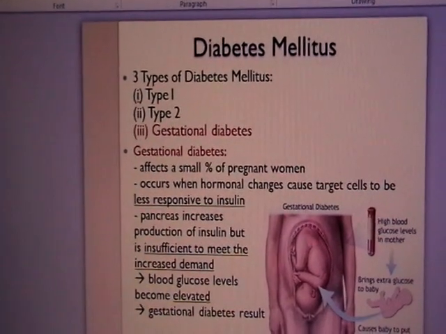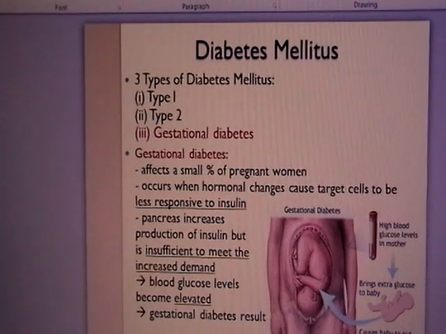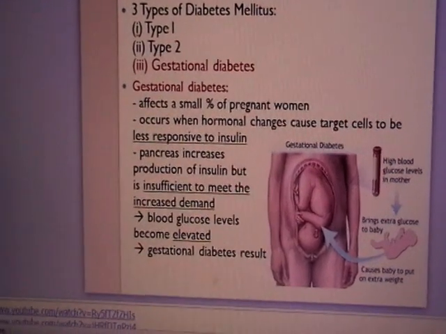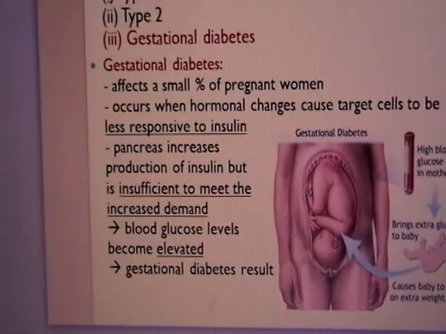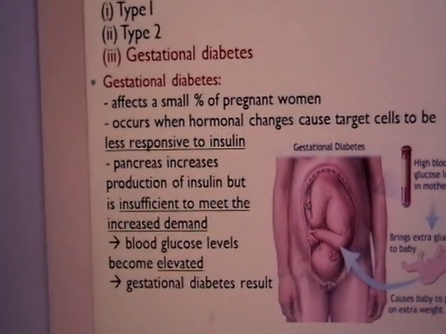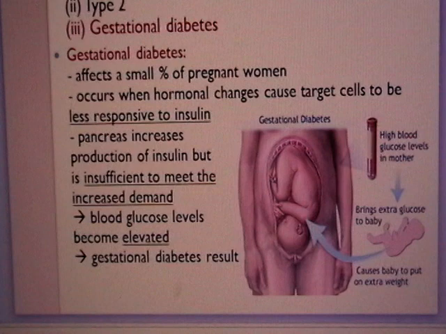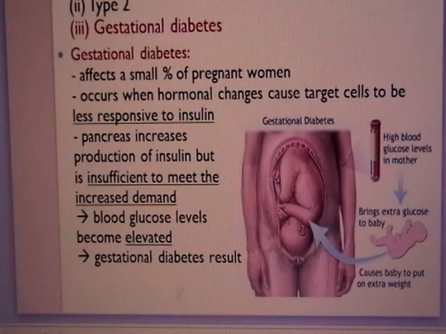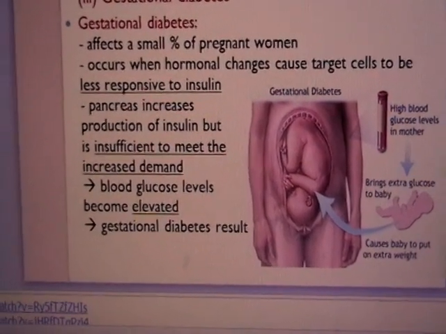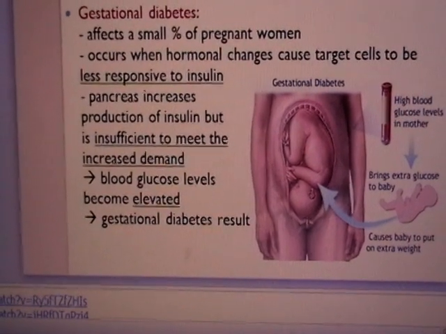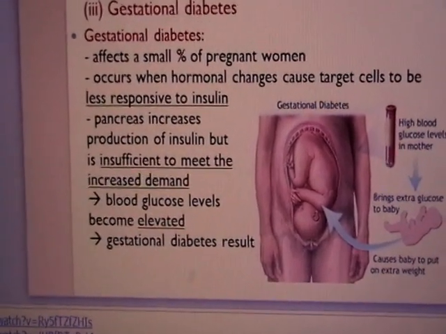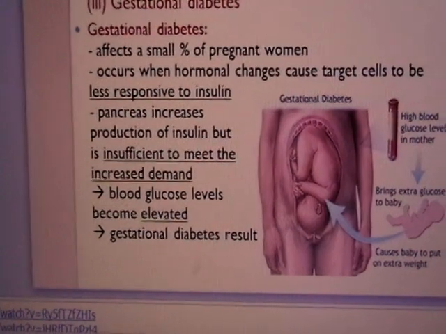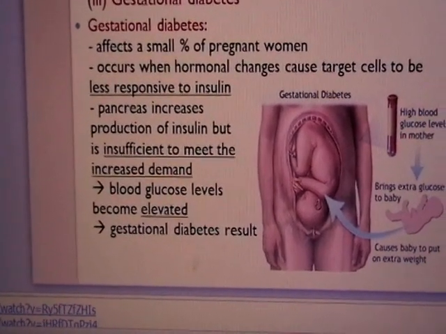Now for your syllabus, you have to know the two main types of diabetes mellitus, that is type 1 and type 2. But just take note, there is also a third type known as gestational diabetes. This type of diabetes affects pregnant women, a small percentage, however. What occurs is this: due to hormonal changes during pregnancy, your body cells may be less responsive to insulin. This will cause the pancreas to produce even more insulin to meet the increased demand. However, due to the target cells being less responsive to insulin, blood glucose level will remain high, and that is why gestational diabetes occurs.